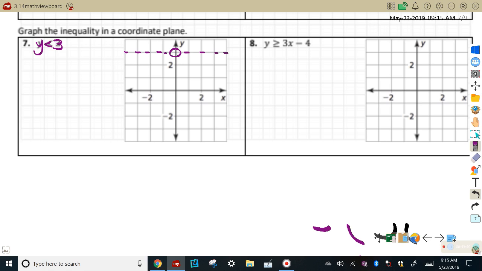And then I have to determine, do I shade above this line or do I shade below? Above? Okay, let's think about it. Below or above? This is the way I will usually make the analogy.